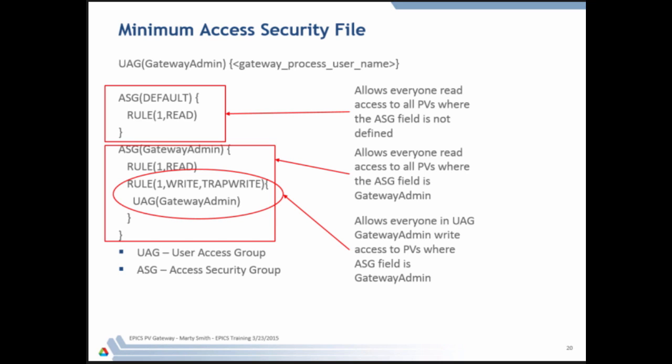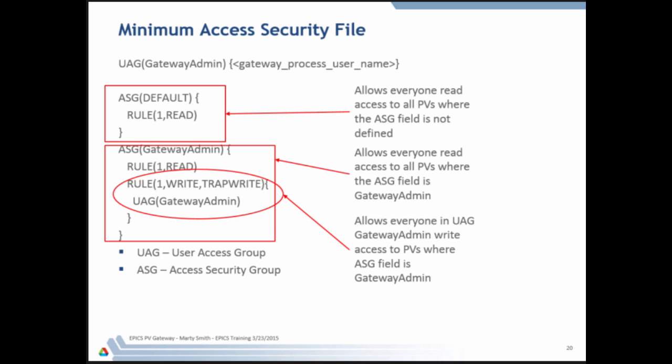So I use this UAG, which is a user access group. I believe all the channel access security stuff is in chapter 9 of the EPICS manual, but this user access group is basically, I call it gateway admin. You can call it anything you want, this is my user group, or whatever you want to call it. It's just a name. But this name has to match what's in the PV list file if you want to allow write access.